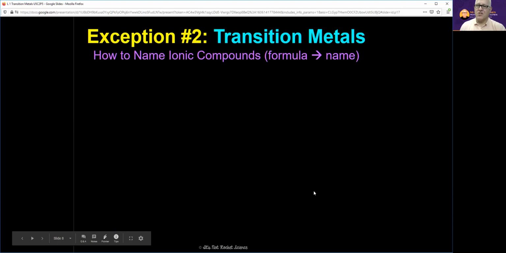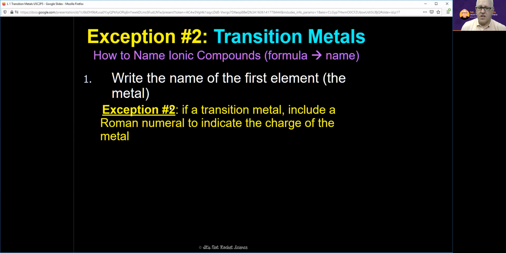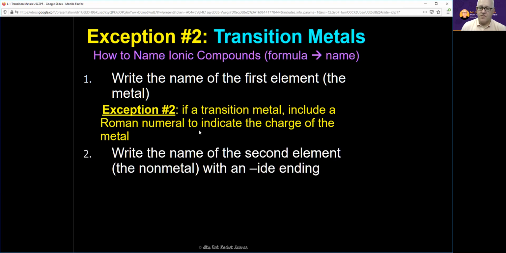There are some exceptions, of course, for naming these transition metals. We want to write the name of the first element, the metal. The exception is if it's a transition metal, include the Roman numeral to indicate the charge of the metal. Write the name of the second element, the nonmetal, with an -ide ending.